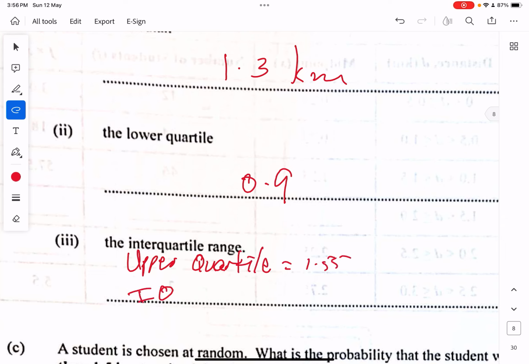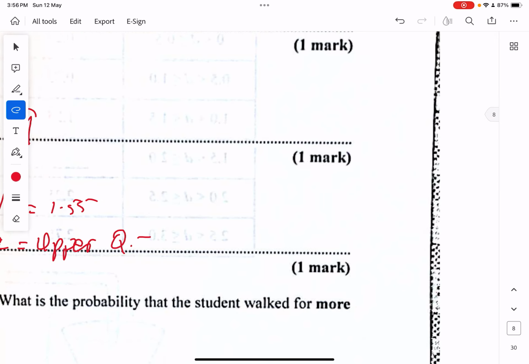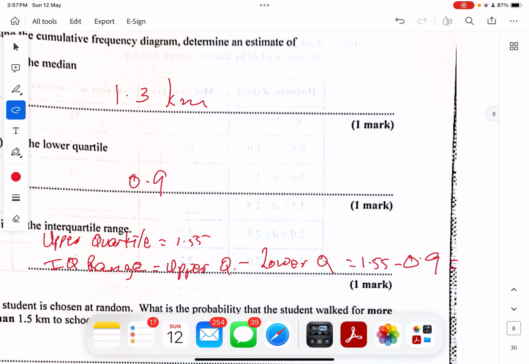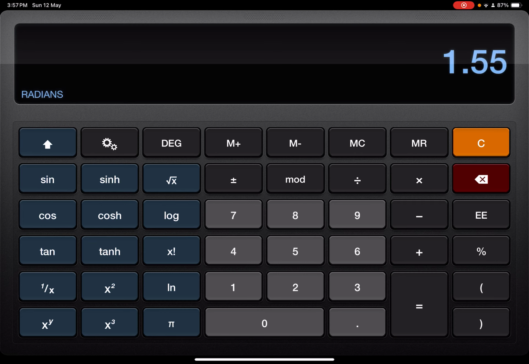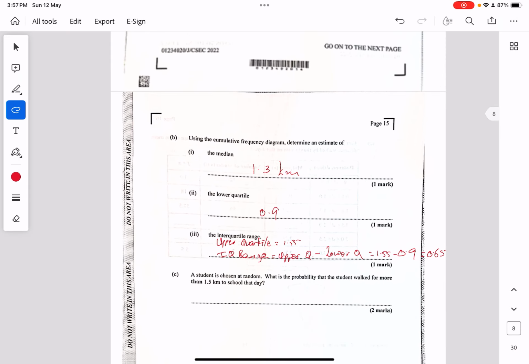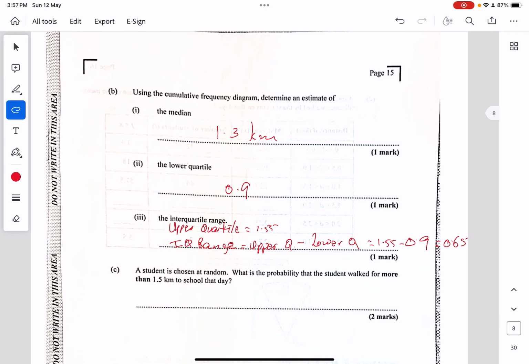So your interquartile range is your upper quartile minus your lower quartile, which is 1.55 take away 0.9. 1.55 minus 0.9 equals 0.65. So that's 0.65. That's going to be our interquartile range. C.